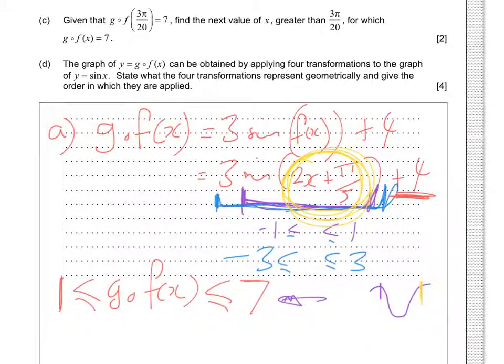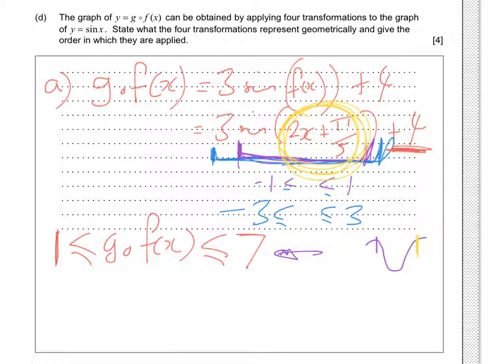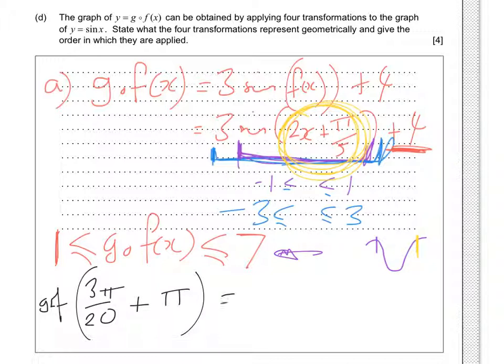So we can conclude that if g of f of 3 pi over 20 is 7, and if we add pi to that, g of f of 3 pi over 20 plus pi must also be 7. And 3 pi over 20 plus pi is 23 pi over 20.